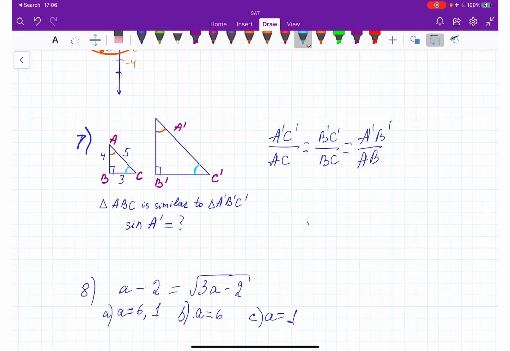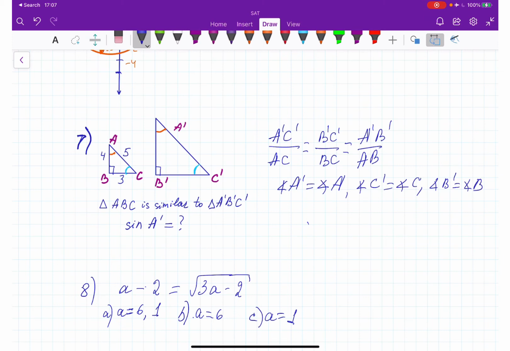Okay? So, if I find angle A, let me write this down also: angle A' is equal to angle A. Angle C' is equal to angle C. And obviously B' is equal to B.